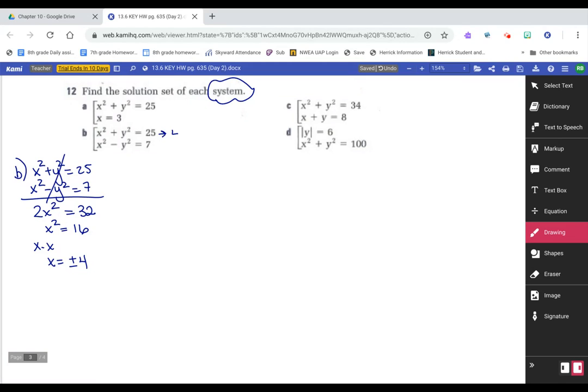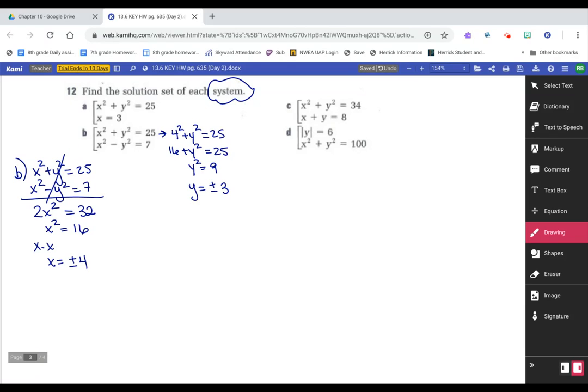If we have 4 squared plus y squared equal to 25, I have 16 plus y squared is equal to 25. Y squared, we're going to subtract the 16. So y squared is equal to 9. So that means y is equal to plus or minus 3.